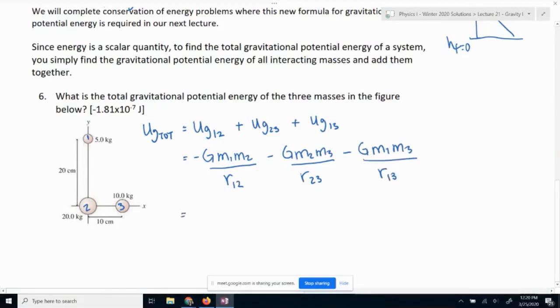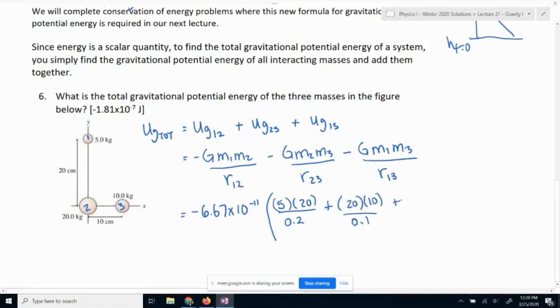And then I'm just plugging in all these numbers. I could factor out the negative G if I wanted. So negative G is negative 6.67 times 10 to the negative 11. And I'm left with mass 1, which was 5 kilograms, times mass 2, which is 20 kilograms, over the distance between them, which is 20 centimeters. So I have to change it to meters. Plus, because I factored out the negative G, so that's gone. Now I have M2, which is 20 kilograms, times M3, which is 10 kilograms, over the distance between them, which is 10 centimeters or 0.1 meters.